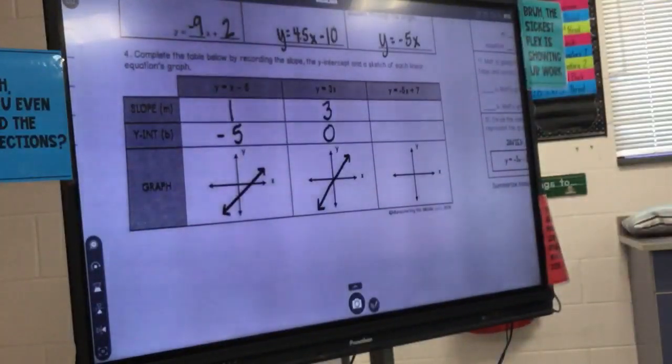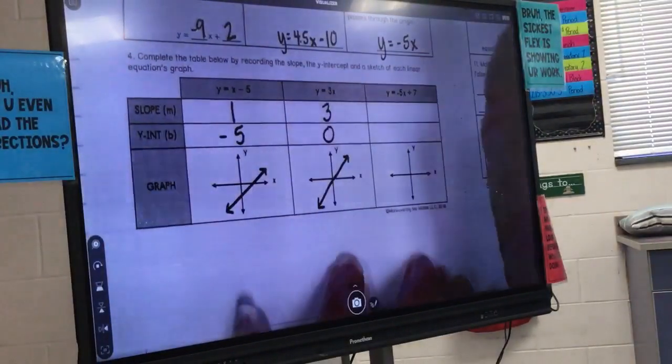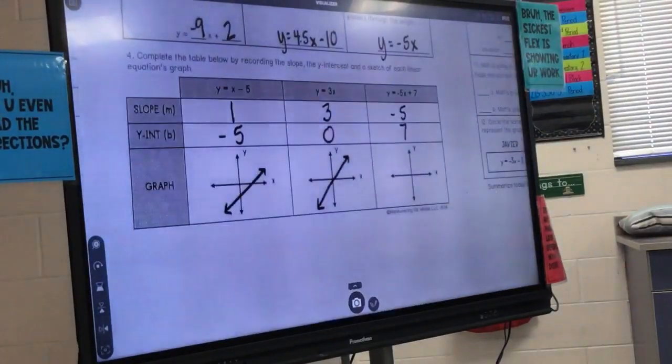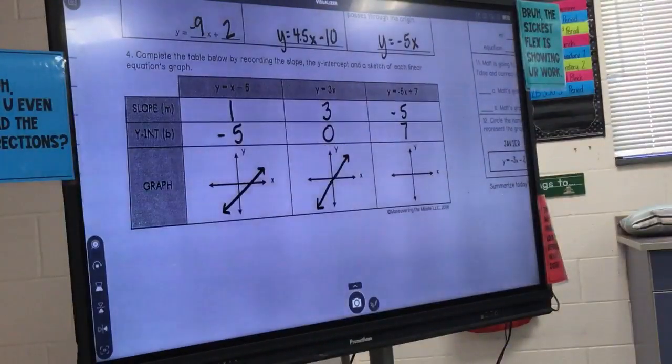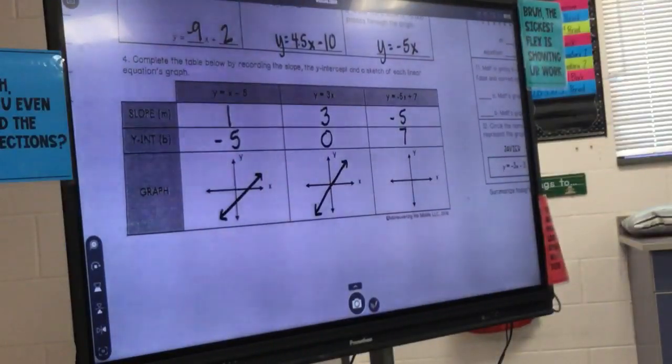All right, the next one, y equals negative 5x plus 7. Okay, so with this one, is my graph going to be going from left to right or from right to left? Right to left, because it's a negative, right? Because our slope is negative 5. Okay, for the 84th time, left to right, because it's a negative 5.